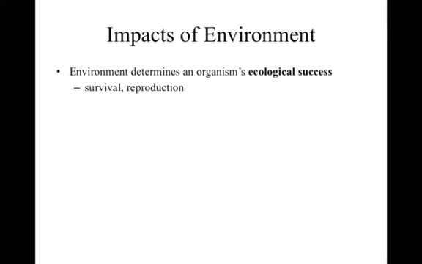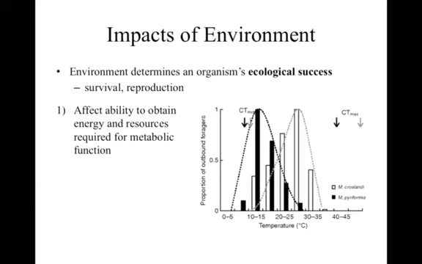All right. So how does the physical environment impact ecology? Well, ultimately, it determines an organism's ecological success. And really that boils down to survival and reproduction. So there's really a couple of ways that the environment can impact survival and reproduction. The first is it can affect the ability of an organism to obtain energy and resources that it needs to live, that it needs for metabolic function.